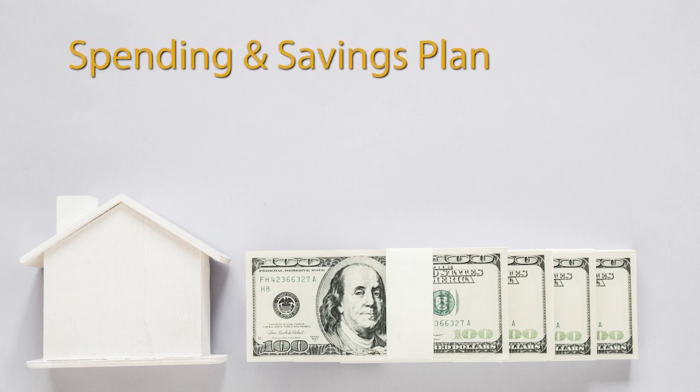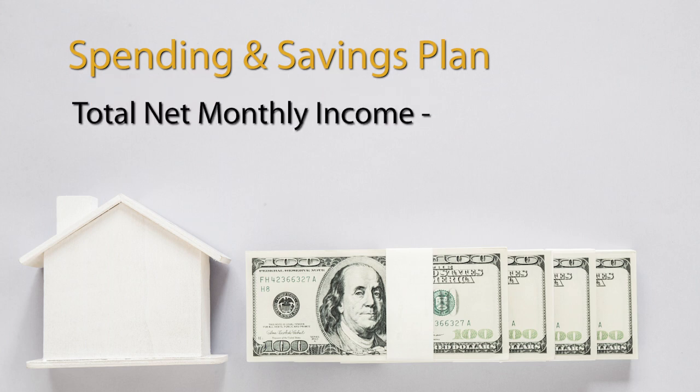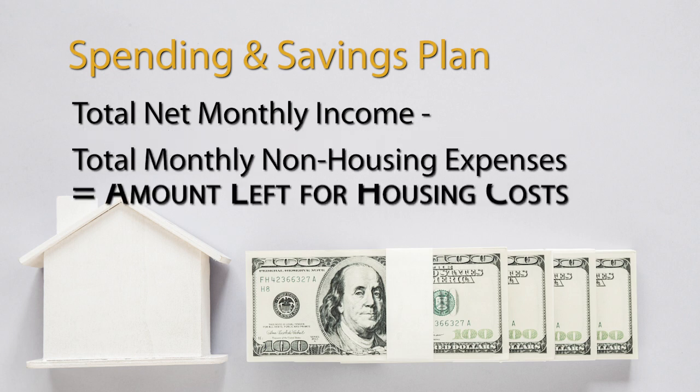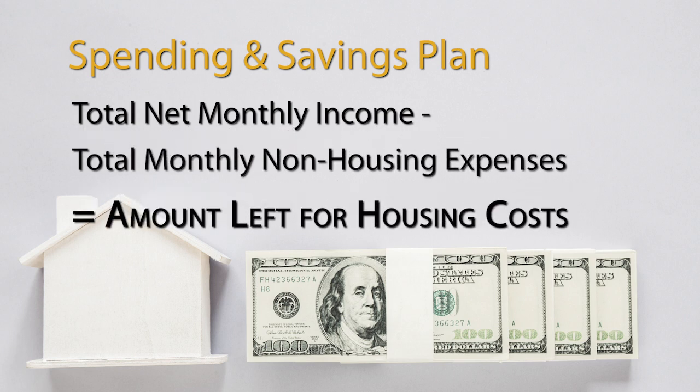The spending and saving plan calculates how much money you can spend for a house. To use the spending and saving plan, you calculate how much money you earn every month after deductions. Subtract all your expenses from the amount of your paycheck, but do not subtract the amount of rent you pay each month. You do not want to spend too much on housing costs.